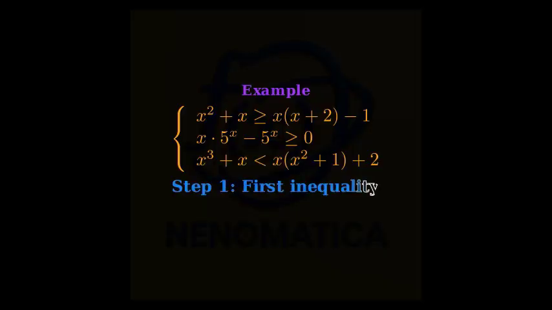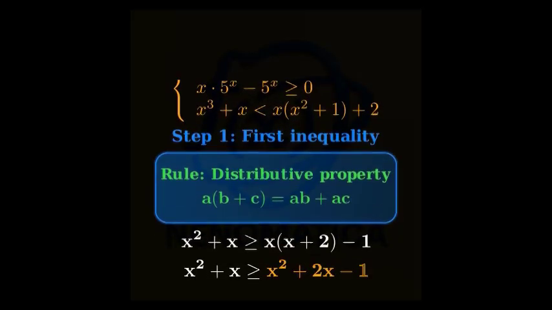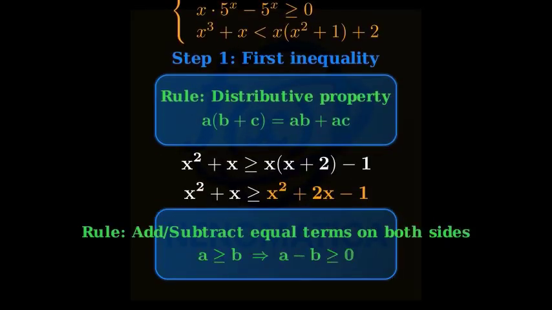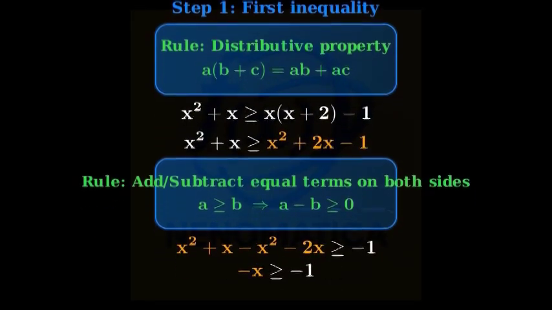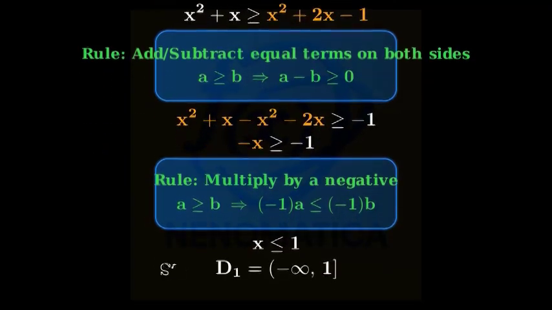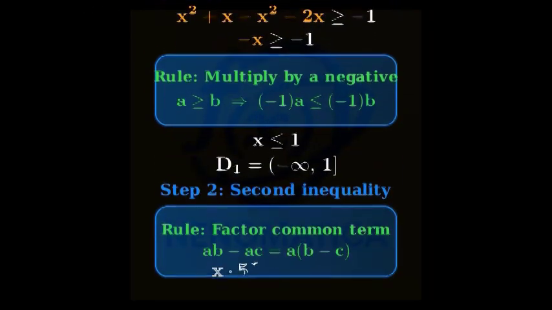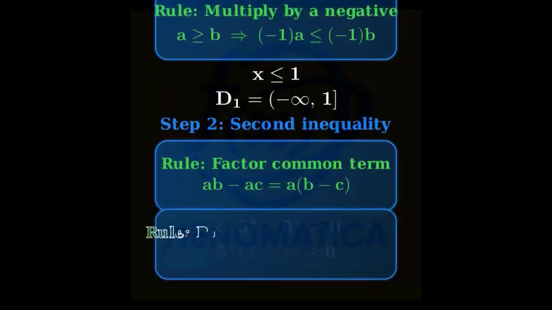Here is the example. Step 1. Expand the right-hand side, then collect like terms, and finally solve the resulting simple inequality. Step 2. Factor out 5 to the x. Use the positivity of the exponential for all real x, and conclude the condition on x.